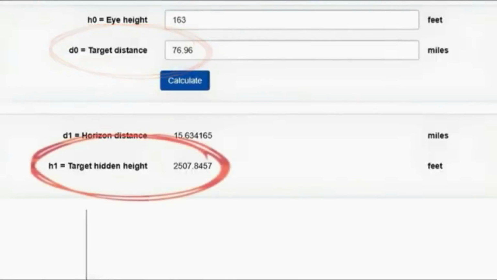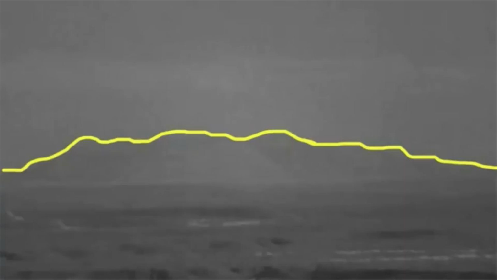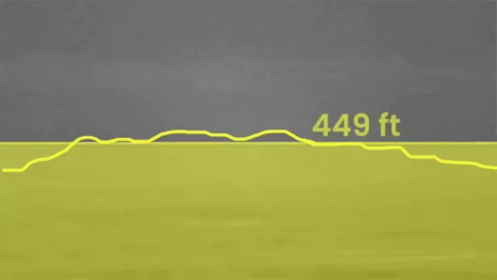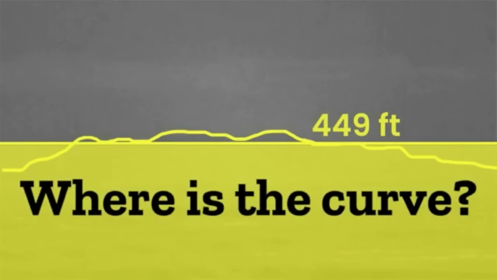Which implies a target hidden height, H1, of over 2,500 feet. We should only be able to observe the top 449 feet of these mountains. But again, there's no observable curvature obstructing our viewing from nearly 80 miles away.